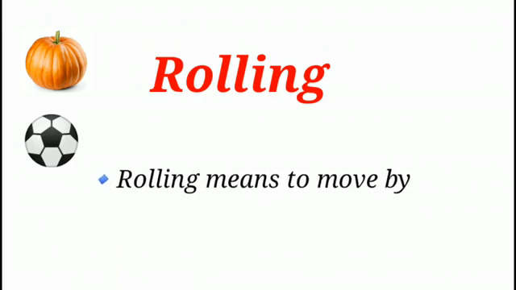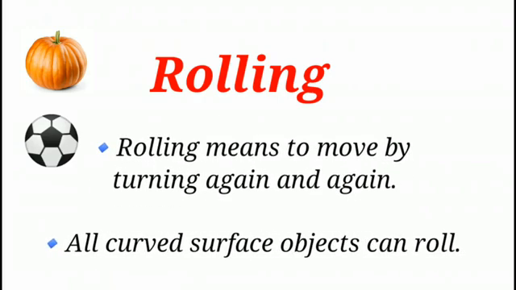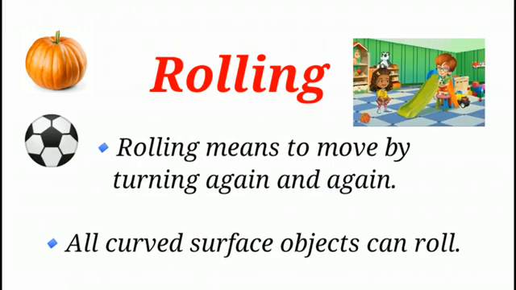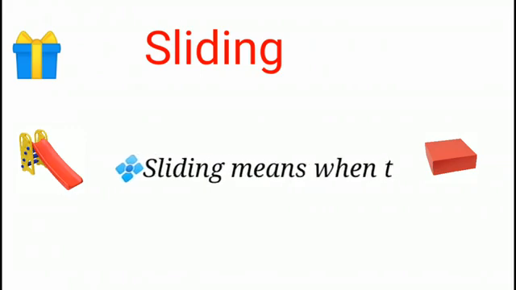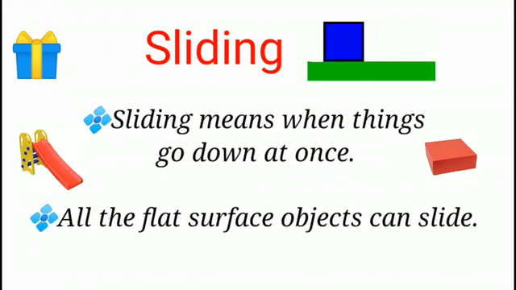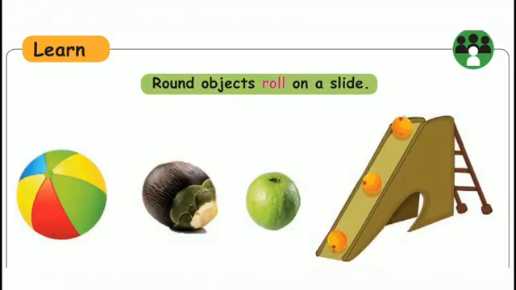First, rolling. Rolling means to move by turning again and again. All curved surface objects can roll. Next, sliding. Sliding means when things go down at once. All the flat surface objects can slide. Round objects roll on a slide.